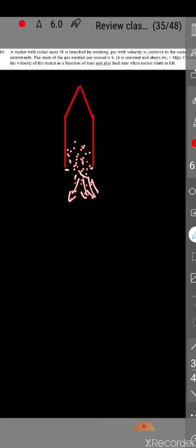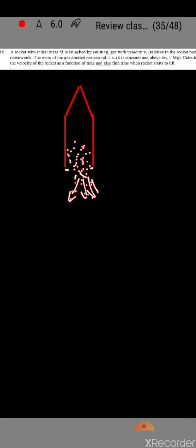A rocket with initial mass m is launched by emitting gas with velocity v0 relative to the rocket downward. The mass of the gas emitted per second is k, where k is a constant quantity and obeys the relation k v0 is less than mg. Calculate the velocity of the rocket as a function of time and also find the time when the rocket starts to lift. Okay, so we'll see what data are given.